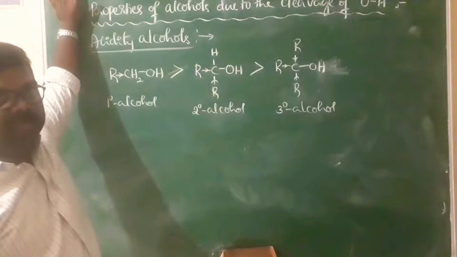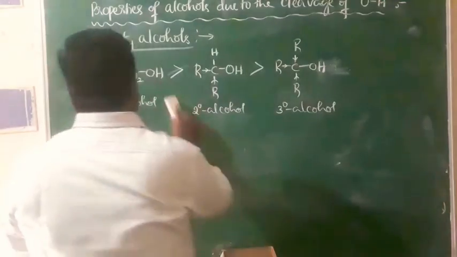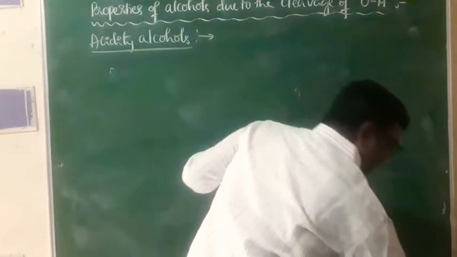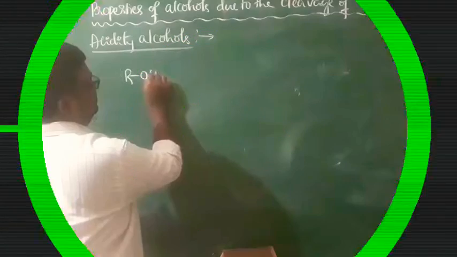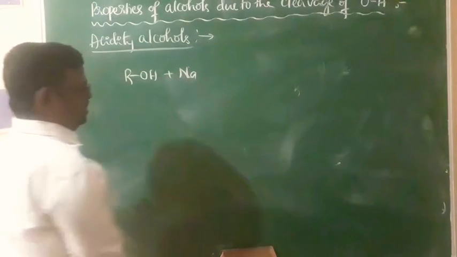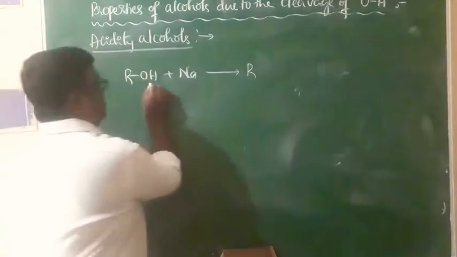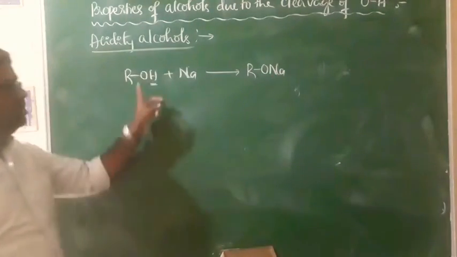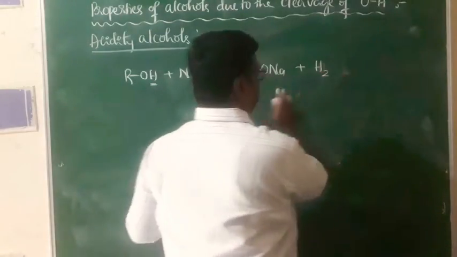Now at this moment, I am going to give one example of a chemical reaction where you will find cleavage of the OH bond, which is direct proof for the acidic strength of alcohol. For example, reaction with sodium metal. When alcohol reacts with sodium metal, look at this, H is replaced by Na. That means the OH bond has broken, and of course hydrogen gas is liberated.